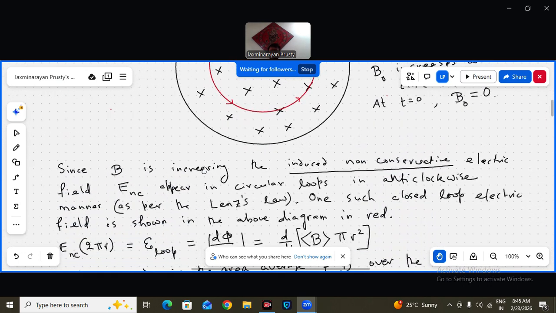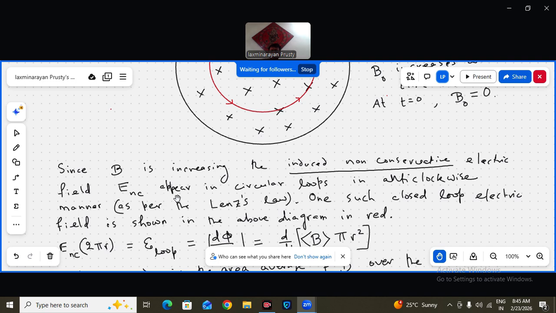Because B is increasing, an induced non-conservative electric field appears, as you must know. Any field which is not produced by a static charge distribution is essentially non-conservative. Since it is not produced by any charge, it is just produced by a changing magnetic field. So it is a non-conservative electric field and is a closed loop electric field.